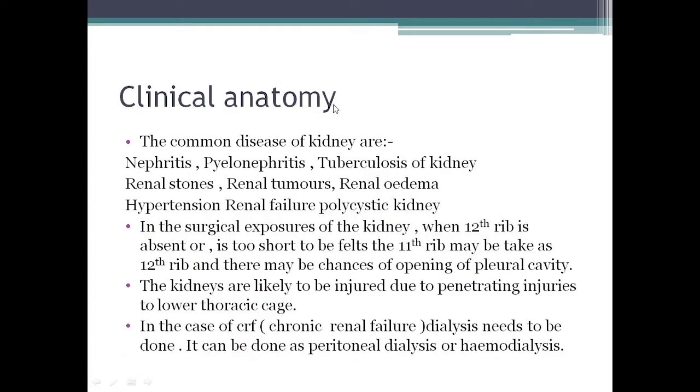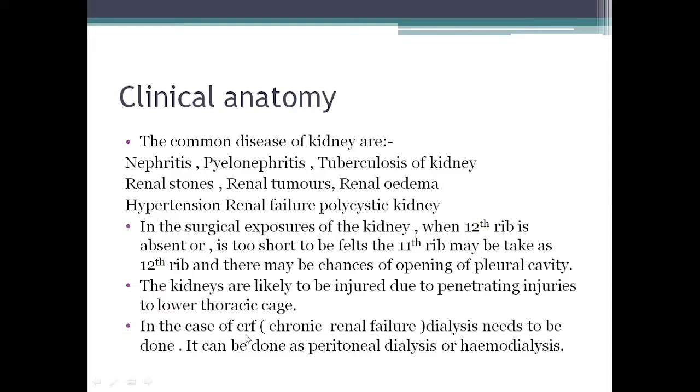Now clinical anatomy. You can see the diseases of the kidneys. The common diseases of the kidneys are nephritis, pyelonephritis, tuberculosis of kidney, renal stones, renal tumors, renal edema, hypertension, renal failure and polycystic kidney. In surgical exposures of the kidney, when the 12th rib is absent or too short to be felt, the 11th rib may be taken as the 12th rib, and there may be chances of opening the pleural cavity. The kidneys are likely to be injured due to penetrating injuries to the lower thoracic cage.